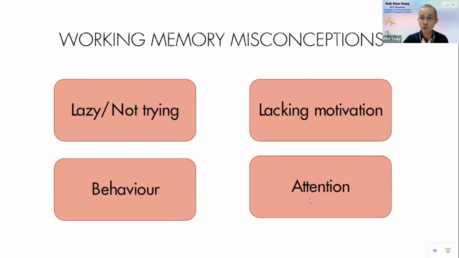I'm not too sure whether you have intentionally or unintentionally labeled your students. Their problem could be a working memory problem, but they may exhibit some of this behavior. They're lazy, they're not trying, they lack motivation, or some of you may experience behavioral issues among your students, or they don't pay attention in the classroom. And very often, if you were to take a moment now to think about the student that falls into one of these four categories, maybe the student that you are struggling to teach is facing what we call a working memory issue.